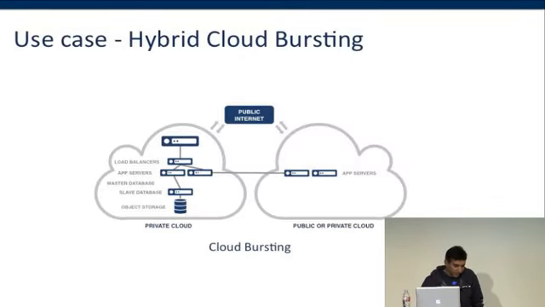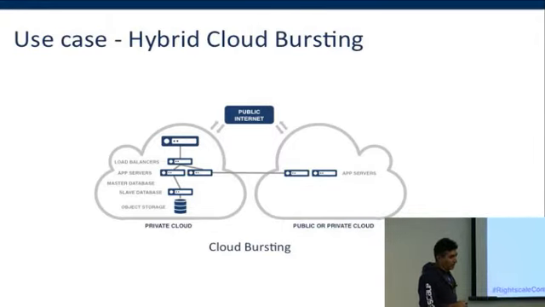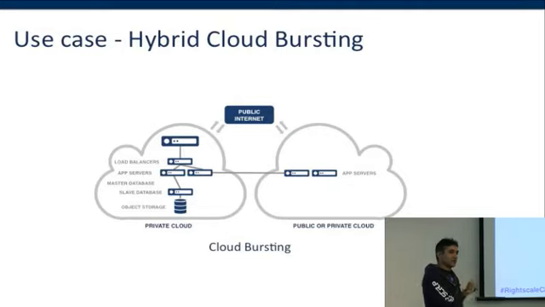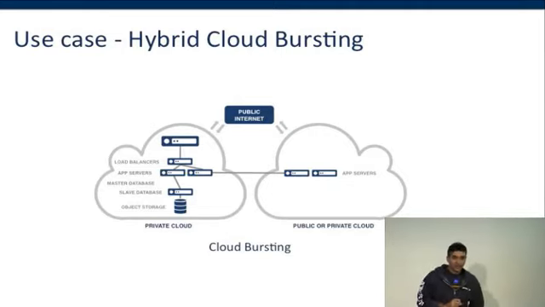So I'll go through a couple of use cases here. You probably saw this diagram earlier in the keynote where we were talking about cloud bursting and having a specific tier in a 3-tier application go out into the public cloud, right?